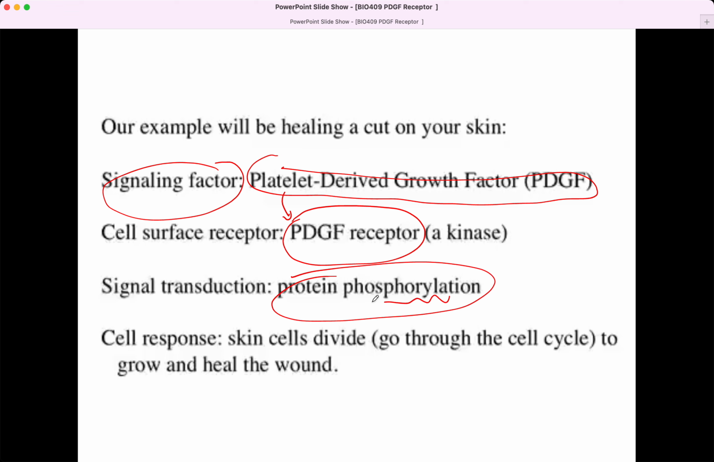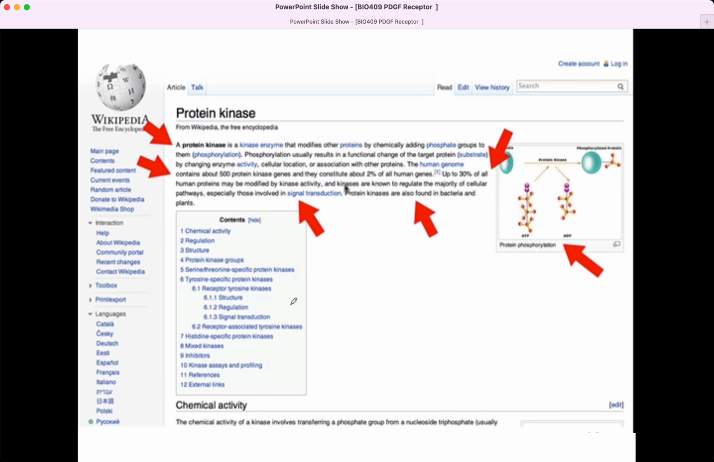It's going to feature a lot of protein phosphorylation, and there's a lot of talk about that in receptor biology and in our course, so we want to just make sure we're solid on that. And then the cellular response is that the skin cells go through the cell cycle to grow and heal the wound. So that's the layout of it.